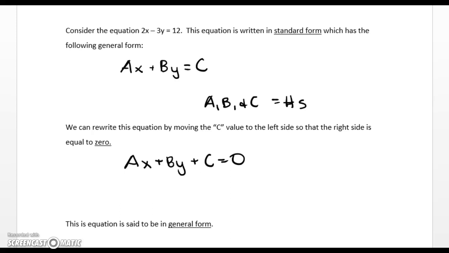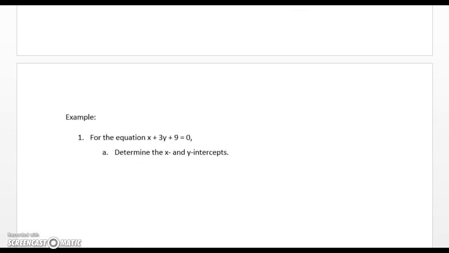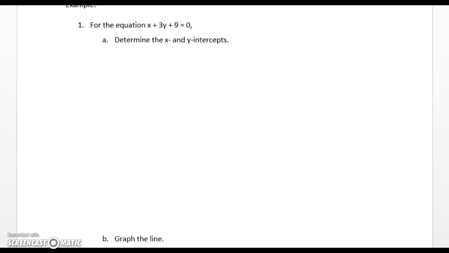We're going to look at example number 2 from your notes. We're going to be finding some values given that equation and then graphing that equation. Here we have the equation x plus 3y plus 9 is equal to 0. Just to clarify, here we have an equation where we have a number not connected with a variable on the left side, and the right side is equal to 0. So this one is an equation in general form.